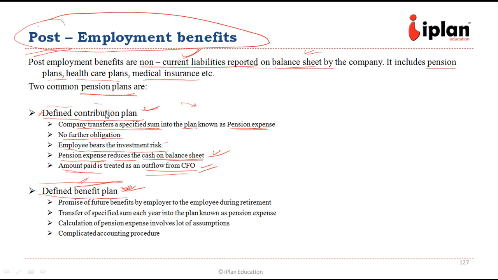For a defined benefit plan, since there is a promise for future benefits by employer to the employee during his retirement, the risk is taken by the company here, and the transfer of specified sum each year is known as pension expense. Here the calculation of pension expense involves a lot of assumptions. So what will be the requirements at the time of retirement? So the assumptions regarding inflation, interest rate, etc. need to be made. That is why the accounting procedure becomes complicated for defined benefit plan. Let us move to next slide.